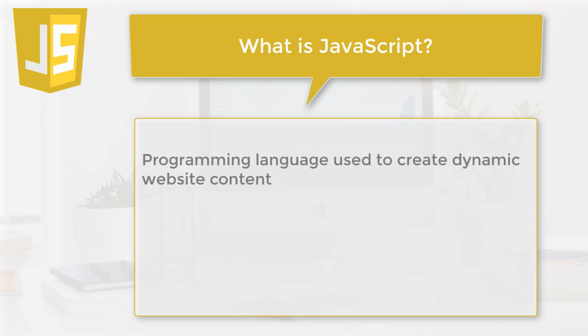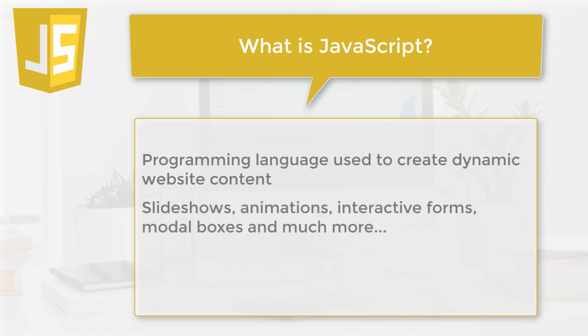So JavaScript is a programming language which is used to create dynamic website content. In other words, using JavaScript you can move things, change them, update, and so on. It allows us to create things like slideshows, animations, interactive forms, and much more. Actually, things like slideshows and animations can be created using pure HTML and CSS, but using JavaScript we can create such things in a much simpler and powerful way.